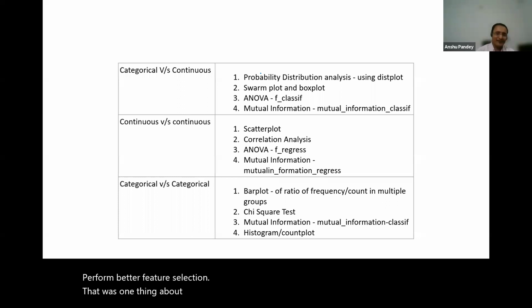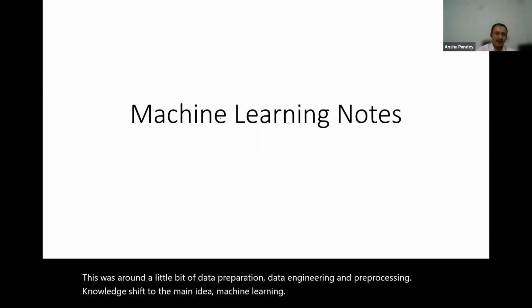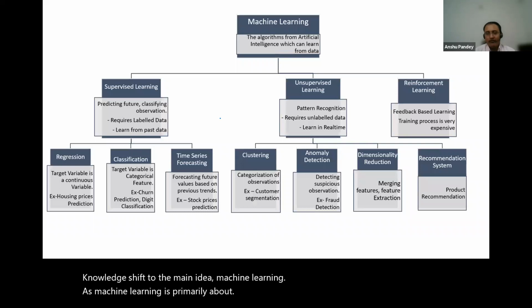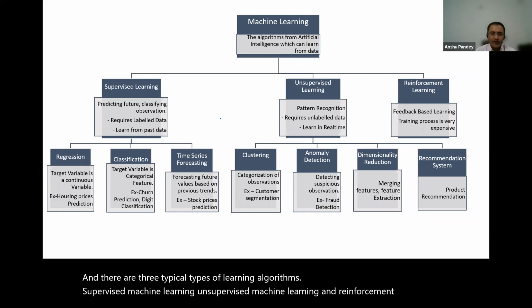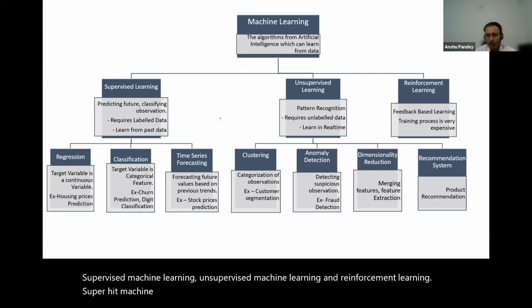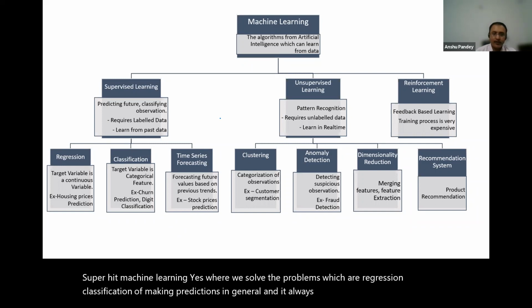Now let's shift to the main idea, machine learning. As you know, machine learning is primarily about a set of algorithms from the bucket of AI which can learn from data. And there are three typical types of learning algorithms: supervised machine learning, unsupervised machine learning, and reinforcement learning. Supervised machine learning is where we solve problems like regression, classification, or making predictions in general. And it always needs labeled business data.